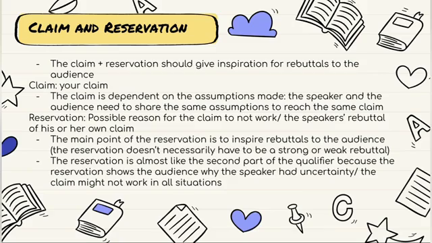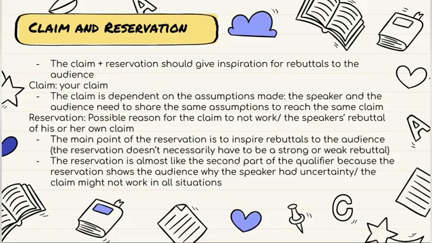The claim and reservation portions of the Toulmin model should give your argument and give inspiration for rebuttals to the audience. The claim is simply your claim. One thing to keep in mind is that the claim is dependent on the assumptions or warrants you made. The speaker and the audience need to share the same assumptions to reach the same claim, meaning that if you, as the speaker, can't convince or teach the audience about your assumptions, it would be difficult to convince them with your claim. Another way to put this is that a good claim is dependent on the speaker making good assumptions.